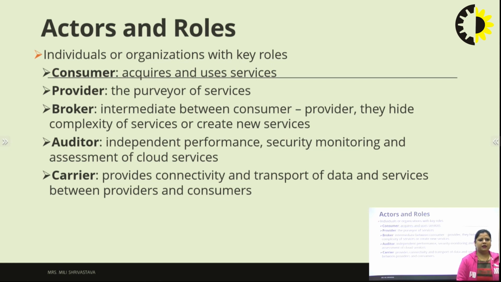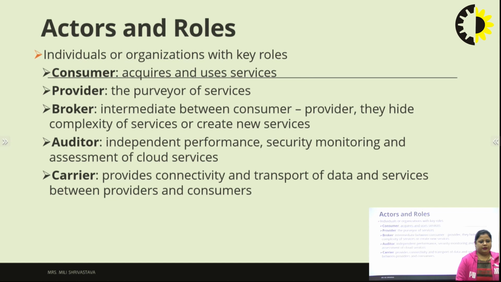Next is broker. Broker basically works as an intermediate between consumer and provider. Whatever kind of services the consumer demands, the broker helps the consumer and provides those services to the consumer. So, intermediate between consumer and provider. They hide complexity of services or create new services.